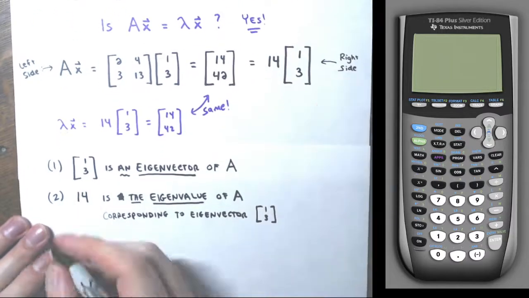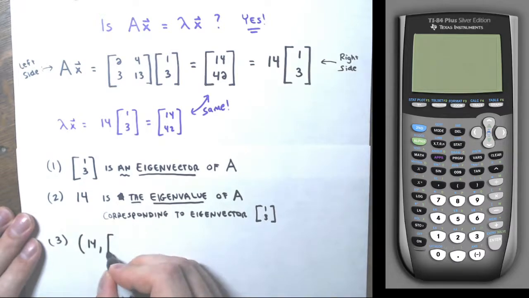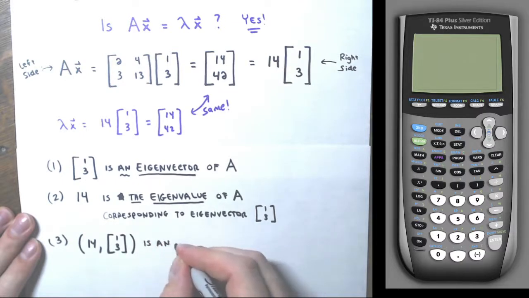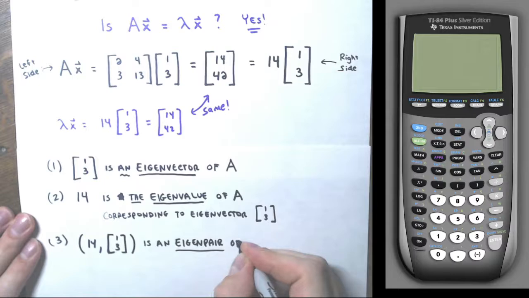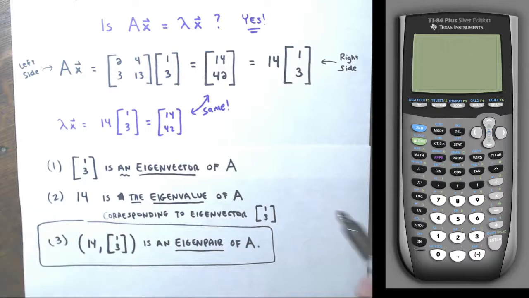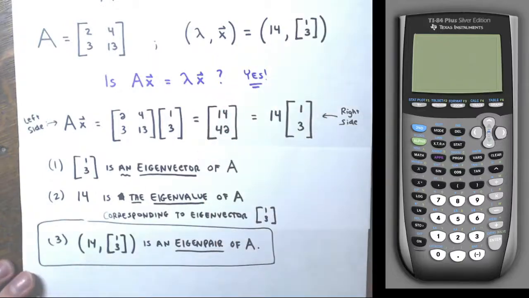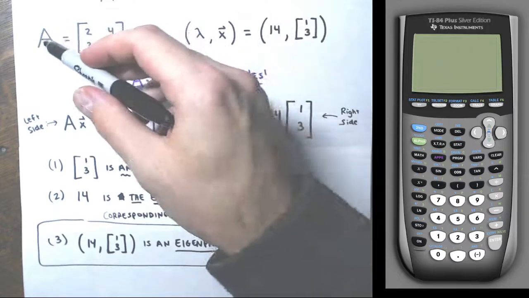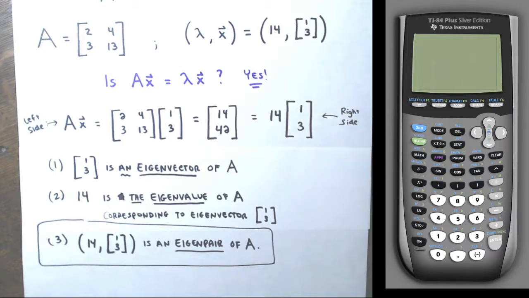And the last thing we could say is that this pair, 14 and then the vector 1, 3, is an eigenpair of matrix A. That's what was being asked of us, that last part. But all three of these things could be said about this matrix, this value, and this vector: the vector is an eigenvector of the matrix, the value is an eigenvalue of the matrix corresponding to that vector, and the two together make an eigenpair of the matrix.